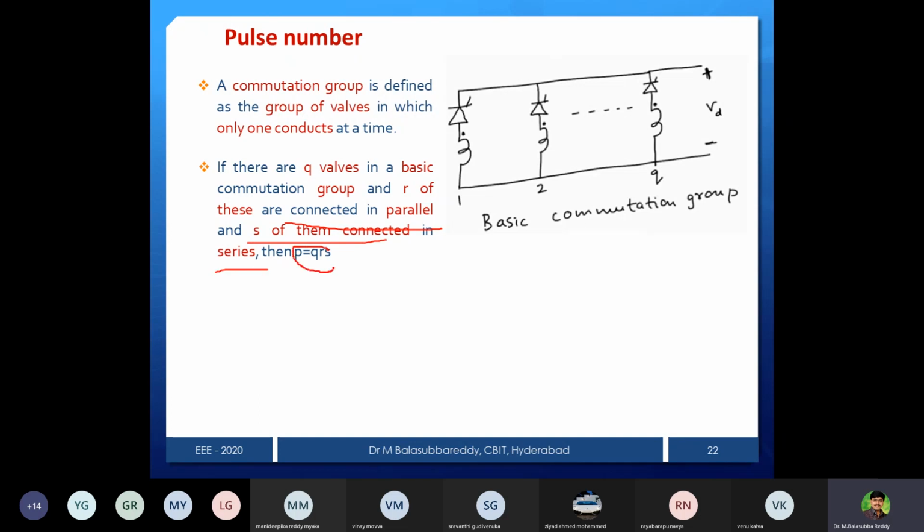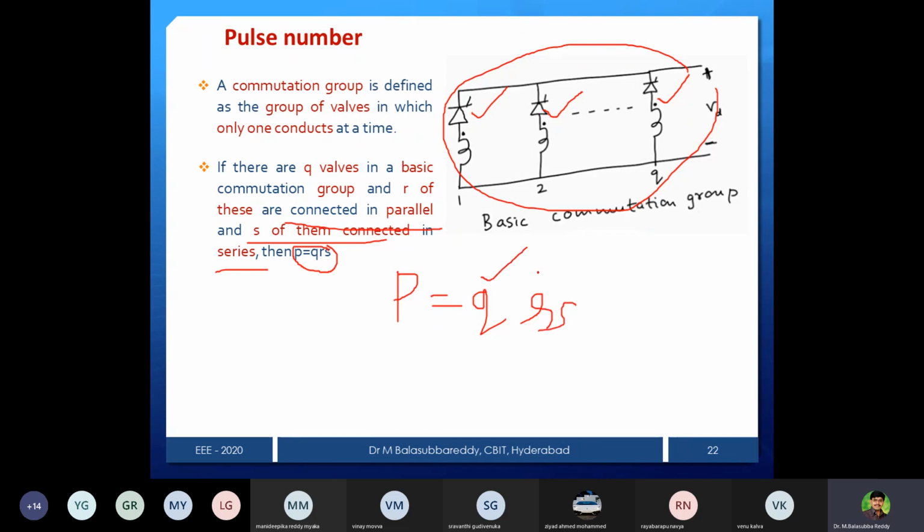Therefore, finally, how many pulses? I told you initially, if I use one thyristor, it is one pulse. Similarly, if I use two thyristors, you get two pulses. Three thyristors, you get three pulses. And now it is not individual; now we connect this setup in different configurations. Therefore, the total pulse number is nothing but q, then r and s.